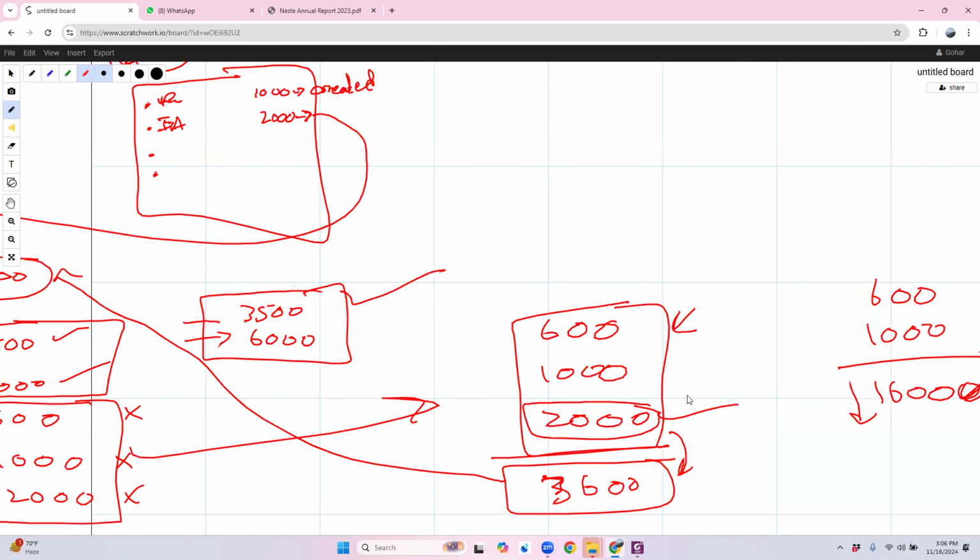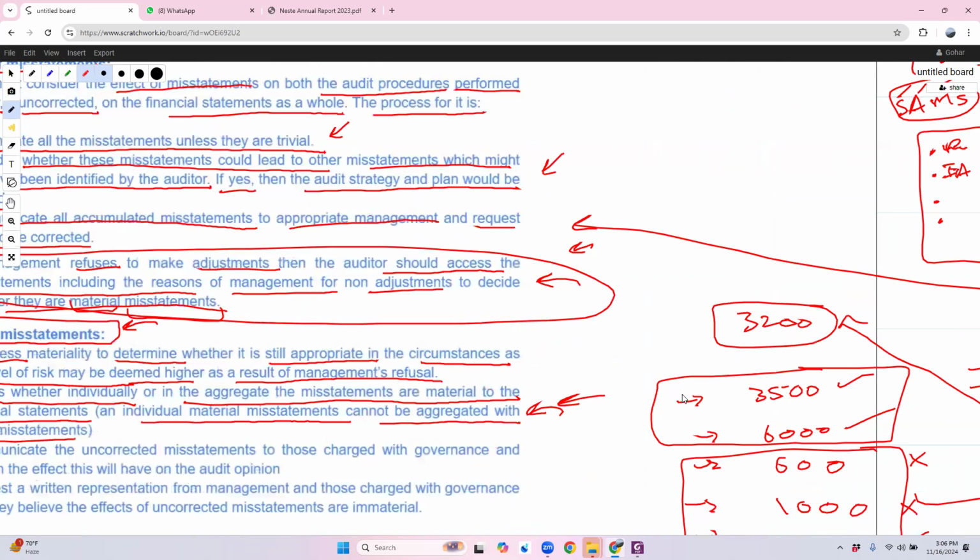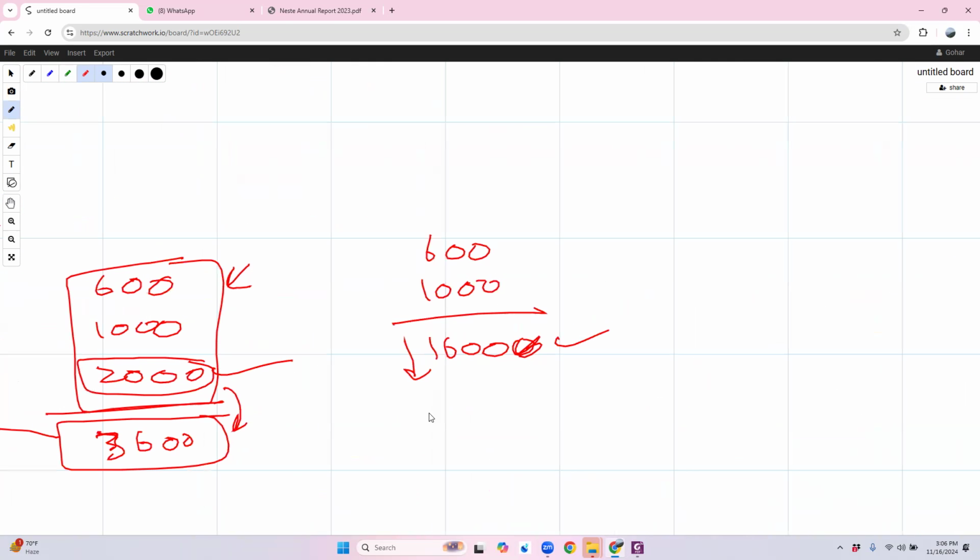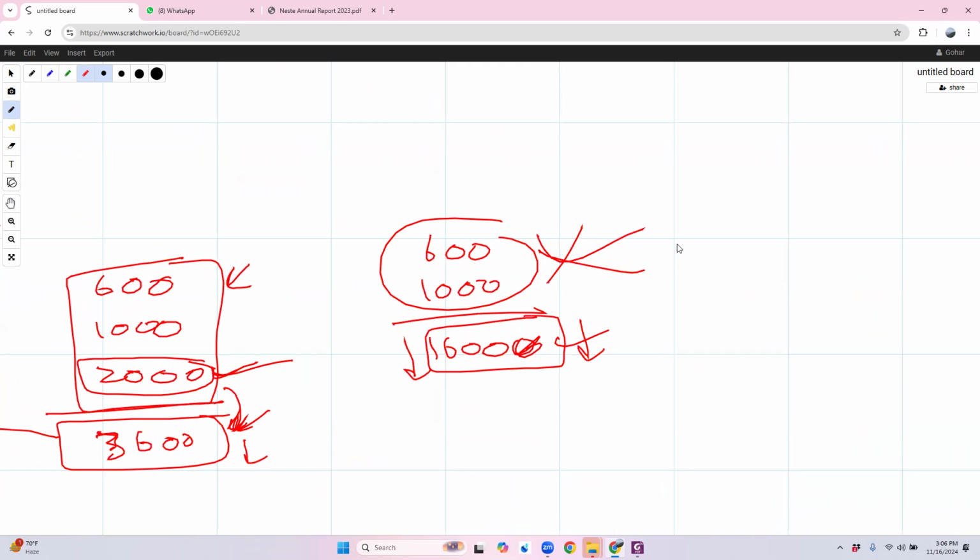Got it? Come again? I was saying, in the aggregate, if the total amount of the aggregated misstatements is above materiality, you cannot ignore them. The management has to adjust some of these misstatements so that the total amount is below materiality. If the total amount in the aggregate is also below materiality, you can ignore both of these misstatements. The auditor can ignore them because they are not material anymore.